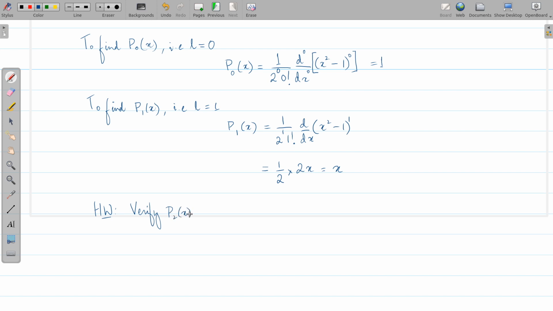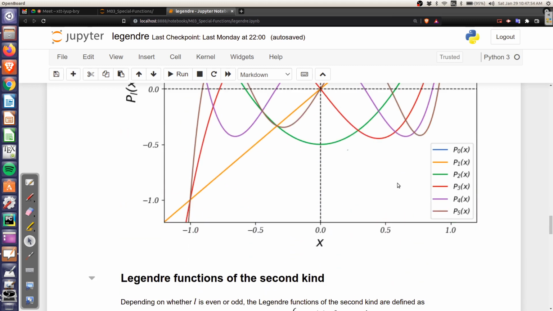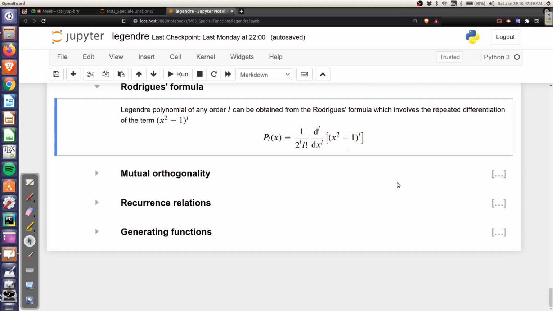P2 of x using the Rodriguez formula. Okay, please try this out on your own. So that's the Rodriguez formula, which allows you to compute any of these Legendre polynomials very easily. You just have to differentiate. Be prepared for repeated differentiation.